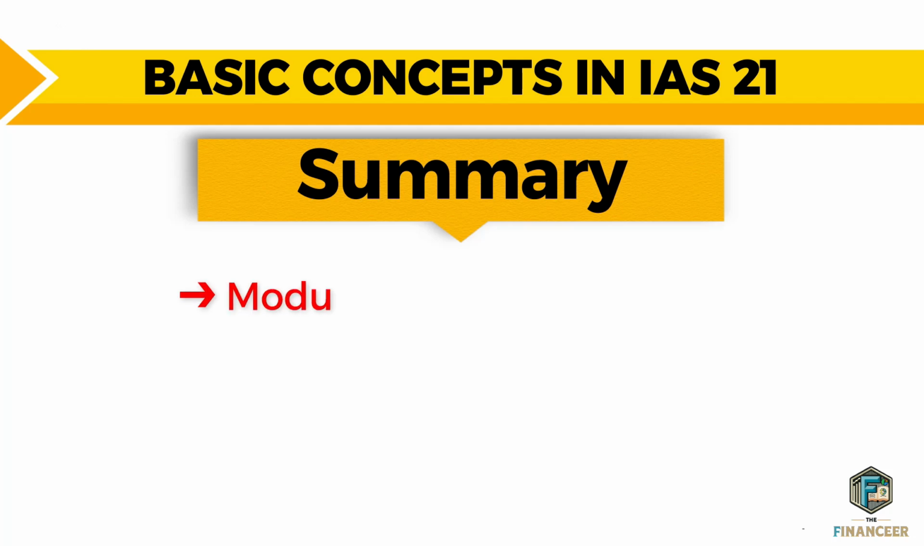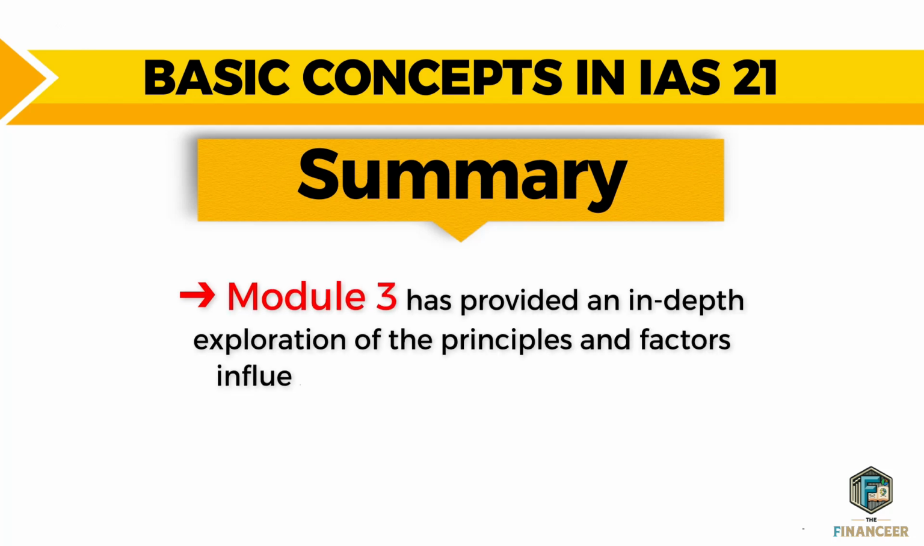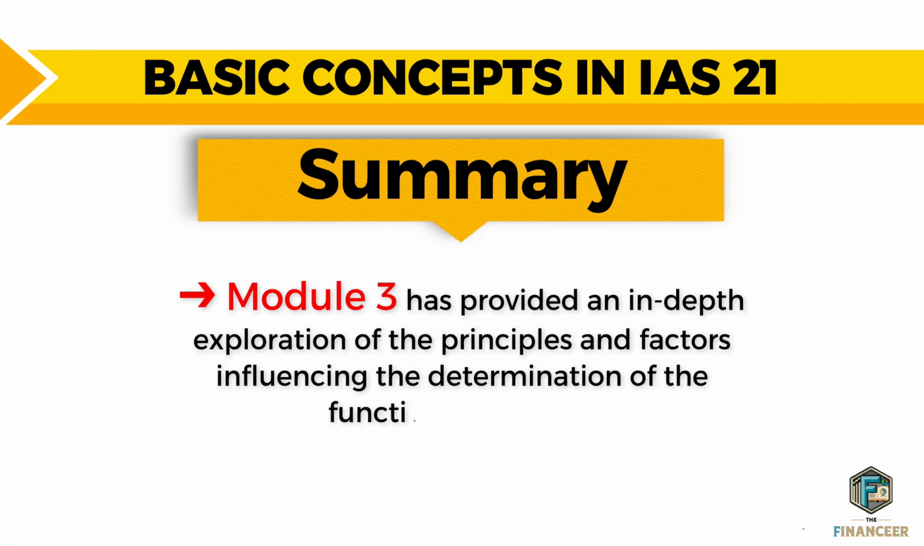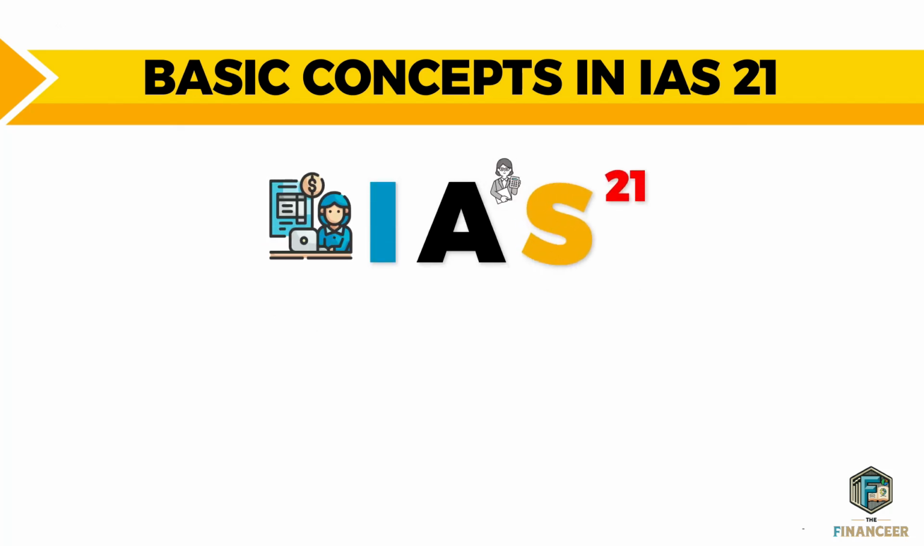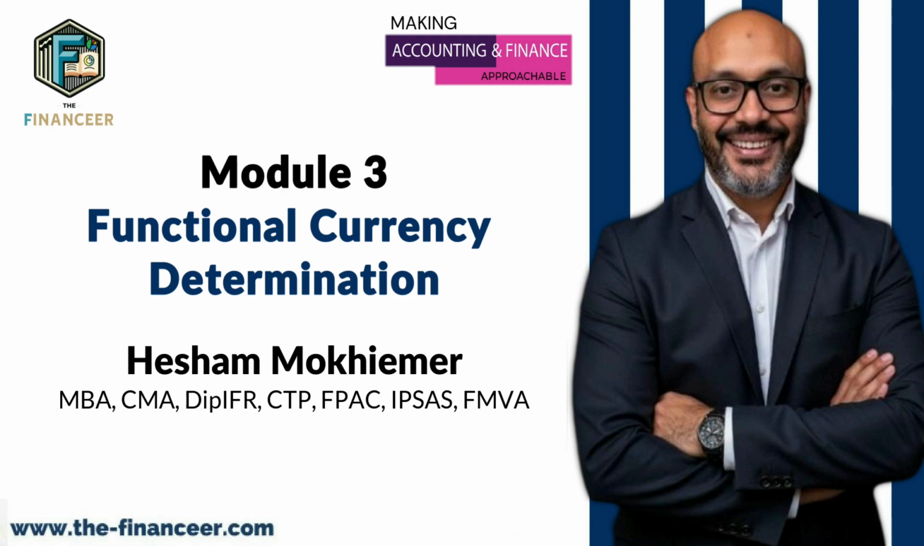To summarize, module number 3 has provided an in-depth explanation of the principles and factors influencing the determination of the functional currency. In module number 4, we are going to extend our discussion to the next crucial step, which is the exchange rate and the currency conversion. Join us in the next module.